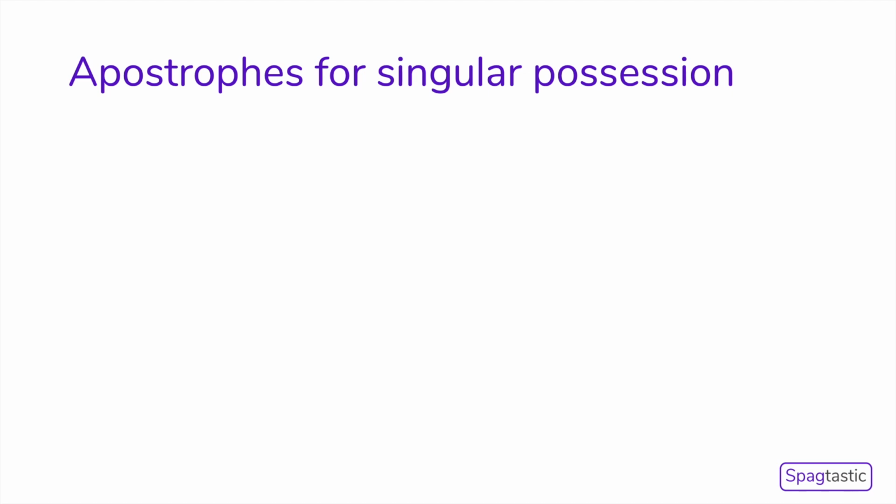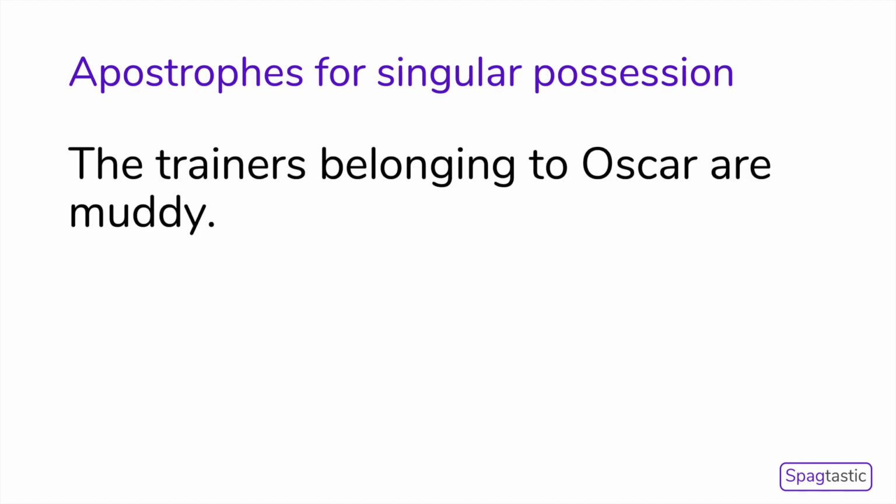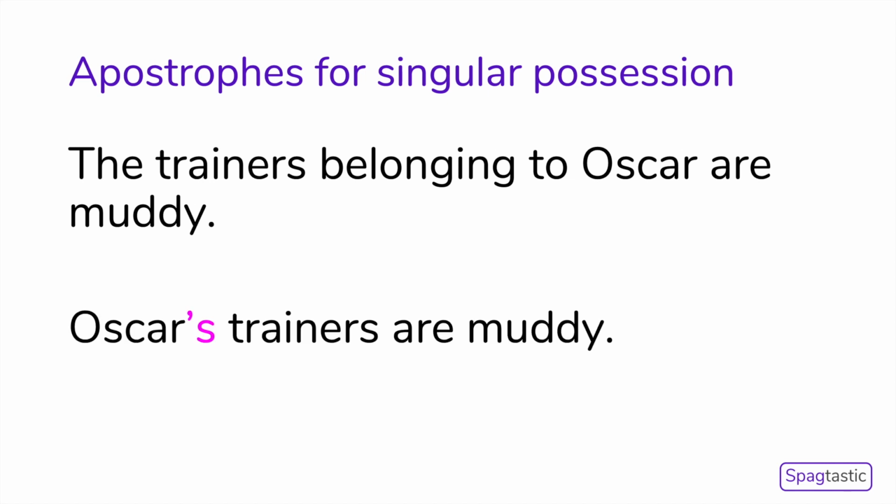Here is a final example. The trainers belonging to Oscar are muddy. There is only one Oscar, so to show that the trainers belong to him, we need to put an apostrophe and an S after the word Oscar and rewrite the sentence. Our new sentence is, Oscar's trainers are muddy. So here you can see after the word Oscar is an apostrophe and an S to show the trainers belong to him.